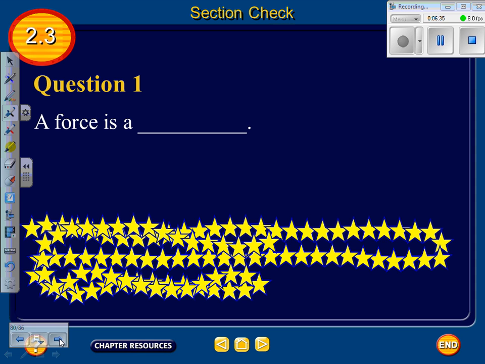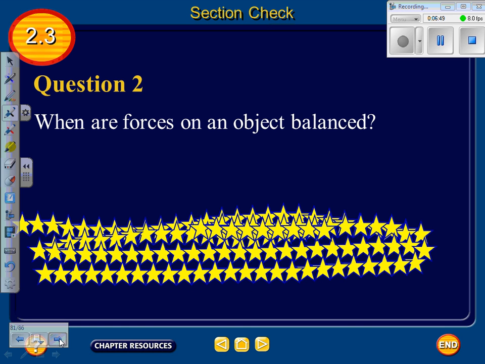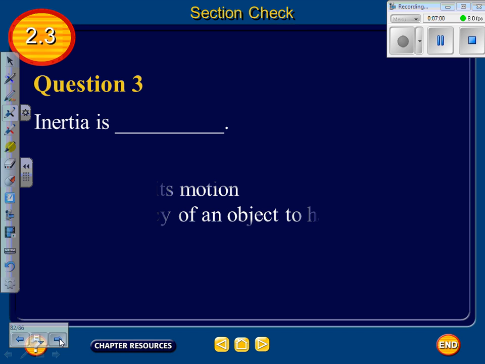Question number 1 says, a force is a what? Come up with the answer and post your response in the assignment block on your My Big Campus account. Question number 2. When are forces on an object balanced? And question number 3, what is inertia?